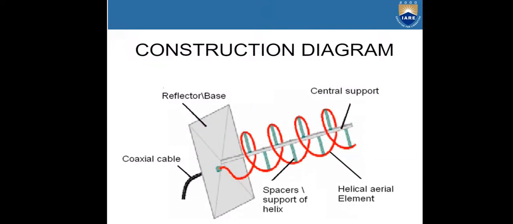Construction diagram. This is the helical antenna. It consists of a reflector or base, and these are the red-colored helical aerial element with central support, and this is the spacer or support for the helix, and this is a coaxial cable.